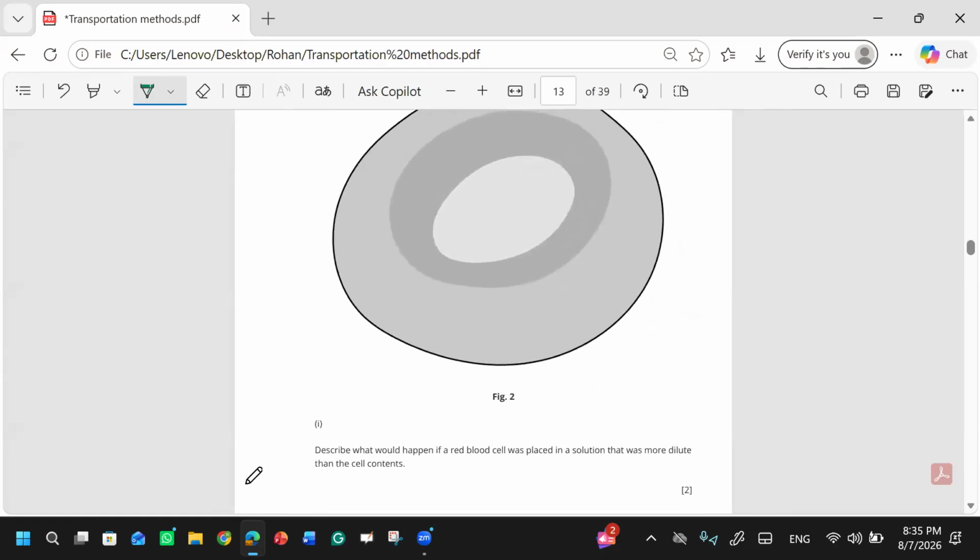It is a red blood cell, and you have placed it in the more dilute solution. So what will happen? It means there is more water, right? Because of osmosis, water can enter the cell, and it could burst.